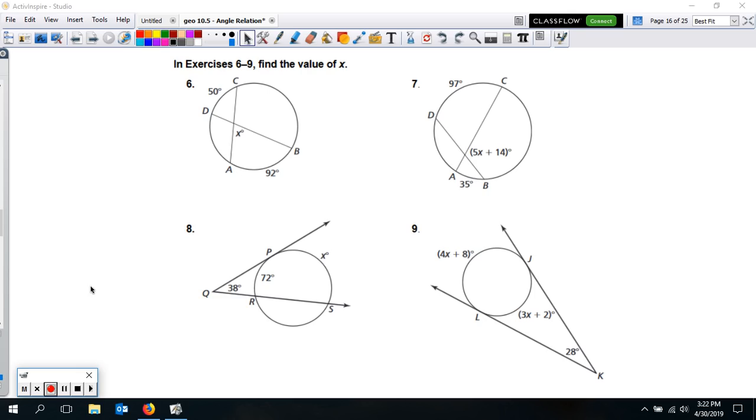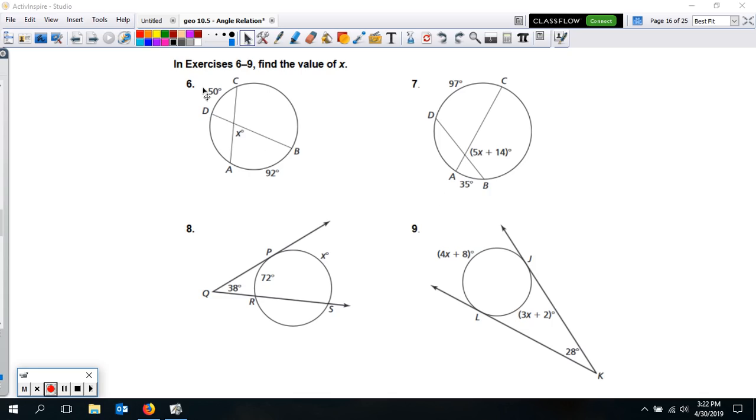Okay, on 6 through 9, we're finding the value of x. So we're going to be using what we were just looking at. So we could see on 6 and 7, the intersection is on the inside. So here we're going to be adding. And on 8 and 9, the intersection is on the outside. So we'll be doing some subtracting on those ones.